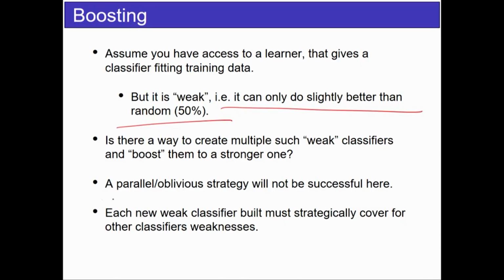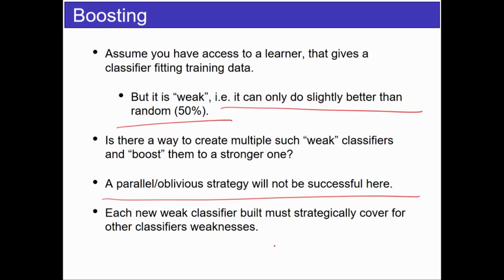So a parallel strategy or oblivious strategy, where you build each model without being aware of what the other models are doing, is not going to be very successful here. The idea is that each new weak classifier you are going to build is going to have to make up for the weaknesses of the previous classifiers. Each of the new things is going to be weak, but it's going to be weak in a different area. So that overall you would be strong. So that's the idea. The standard terminology we'll use here is basically experts. Like, it's a mixture of experts. This is a paradigm called a mixture of experts, and this is something which you will often see.